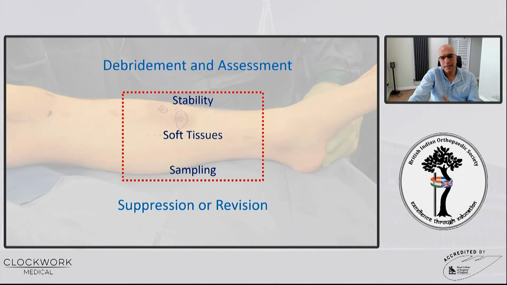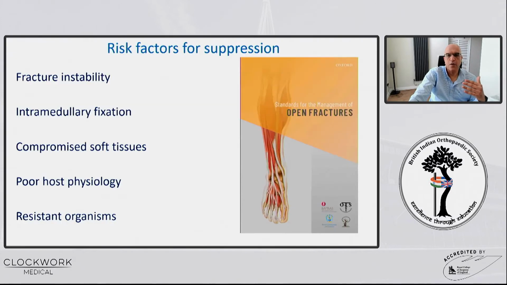And based on these three, stability of fixation, status of the soft tissues, and the pattern of bugs, we can then decide whether we can suppress the infection or whether we need to revise. Suppression will work about 50 to 60% of the time, depending on how you define your outcome. If your outcome is defined as, hey, I've got this fracture to heal, suppression works more than 80% of the time.